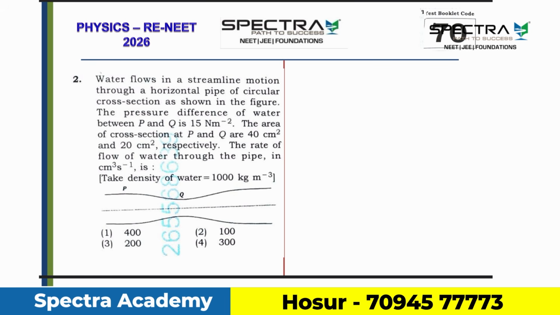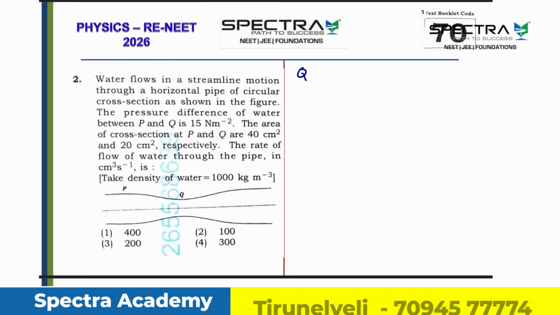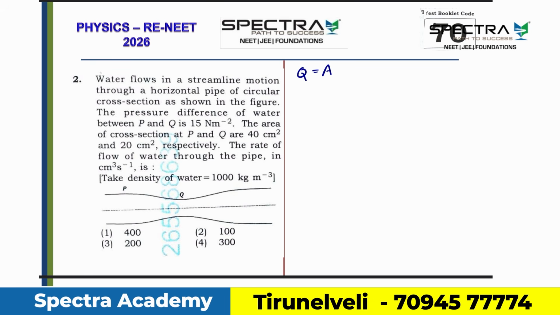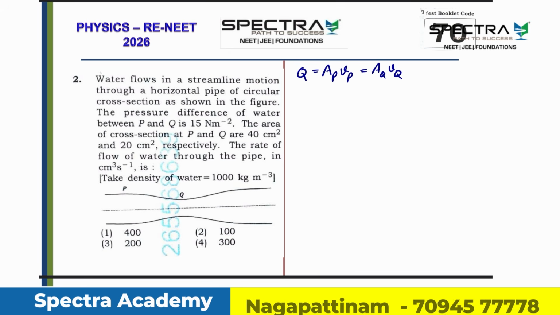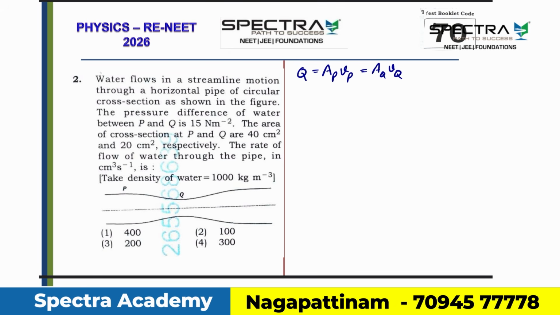So we require the rate of flow. Rate of flow is equal to what? Area into velocity, that is AP VP, or AQ VQ. It's up to you, students. Whichever you find, you will get the same answer, because according to the equation of continuity, AP VP is equal to AQ VQ, which is called the rate of flow. So applying Bernoulli's principle, this I am calling the first equation, students.